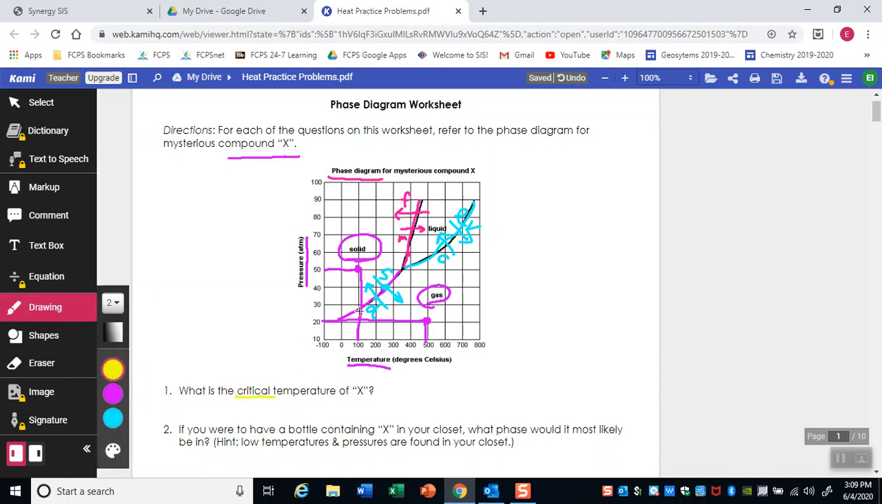One is called the critical point, and that is this guy right up here. That's the critical point where you cannot tell if you're in between a gas or a liquid. Here's your liquid, here's your gas, and that is the critical point. And what is the temperature there? Well, you take your critical point and follow it down to the axis that is temperature. So that would be in between. We'll estimate, I'll say 750 degrees, and my units here are Celsius.